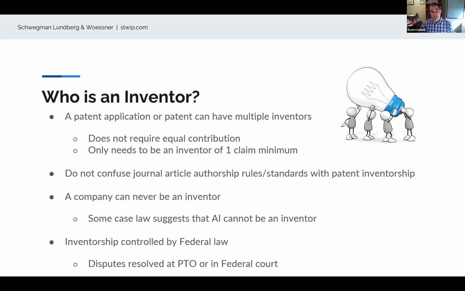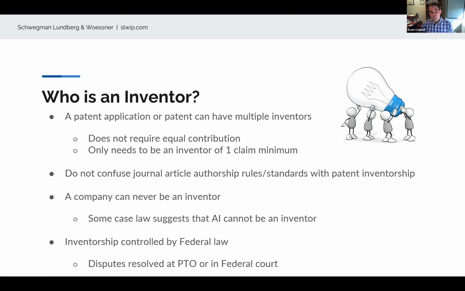Keep in mind that there can be multiple inventors for any set of claims, and it doesn't require equal contribution. One inventor could be responsible for 90% of the subject matter of the claims, whereas another inventor is only responsible for 10%. They're both an inventor and they both have the same interests in the ultimate patent application. You only need to be an inventor for one claim that makes its way into the patent.